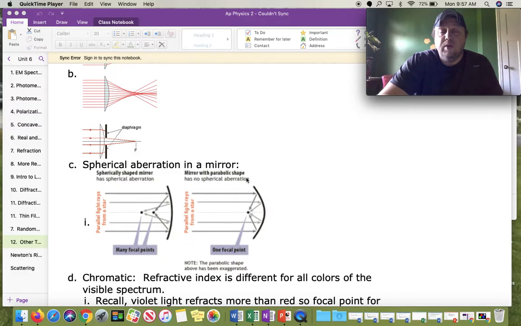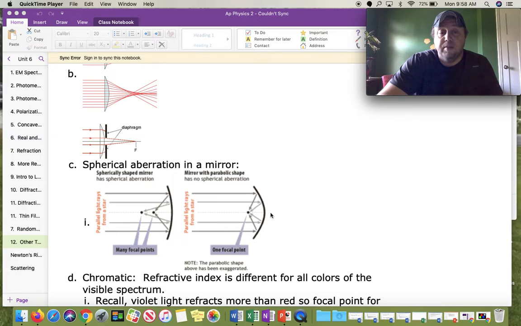Really, we've been dealing with these spherical mirrors and lenses. We really want to design it as a parabola. We're not going to go into all the math on all of this stuff, and we will still use our spherical lenses and mirrors. But this is the proper design for a mirror in order to generate light at a specific focal point.